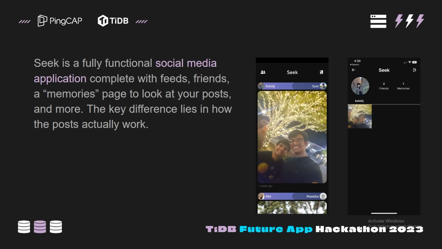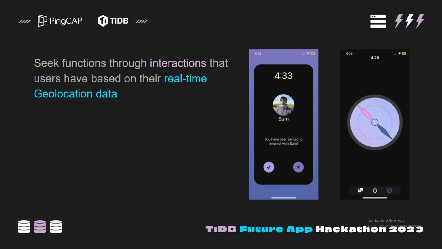And this collaboration is brought upon by our interactions. Seek functions through interactions that users have based on their real time geolocation data. Let's say Sally and Bob are at a supermarket and they're both friends with each other on our app. They both will get a notification saying that they are close to each other based on their real time geolocation data, and they will be invited to interact with one another. Then they can take two pictures together, one from each of their phones, which will turn into a singular post that both of them share, which all of their friends can see. A truly collaborative experience for a social media platform.